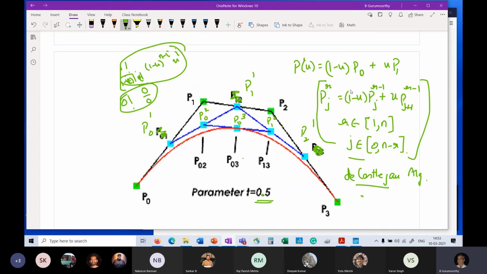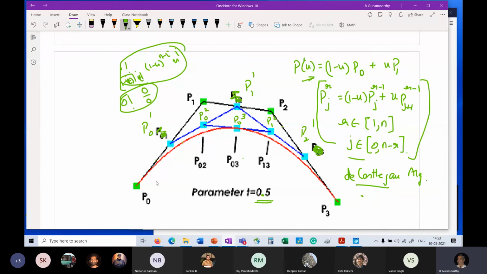Because of the nature of the construction, which is a series of linear interpolations, each successive point can only be inside the convex hull of the previous set of points. So when I have these original set of points, then my new set of points are these, and these. When I use these, the new set of points are this, which comes inside the convex hull. Likewise, the last point will always be inside the convex hull. And therefore, the convex hull property comes.